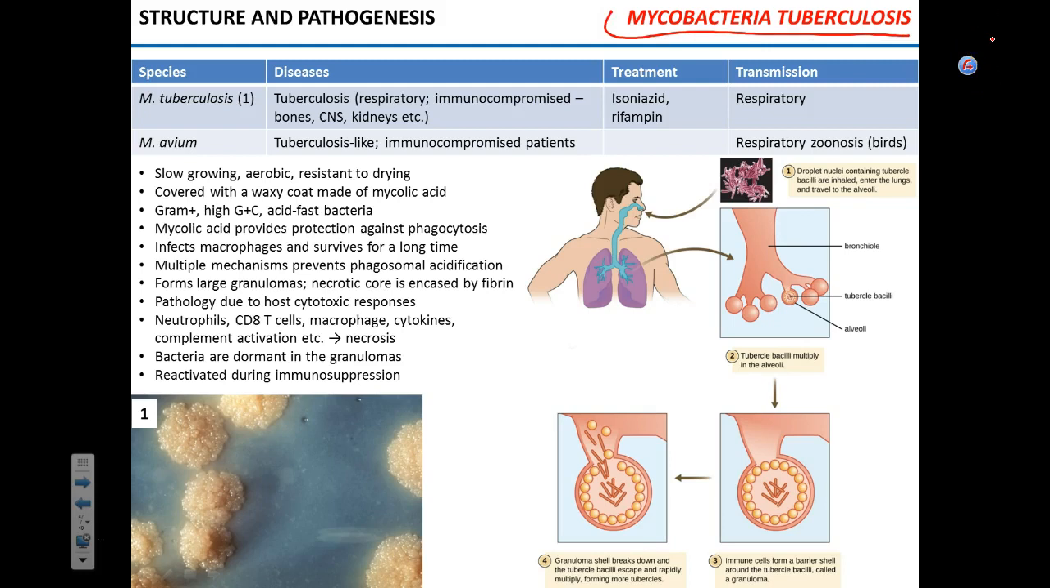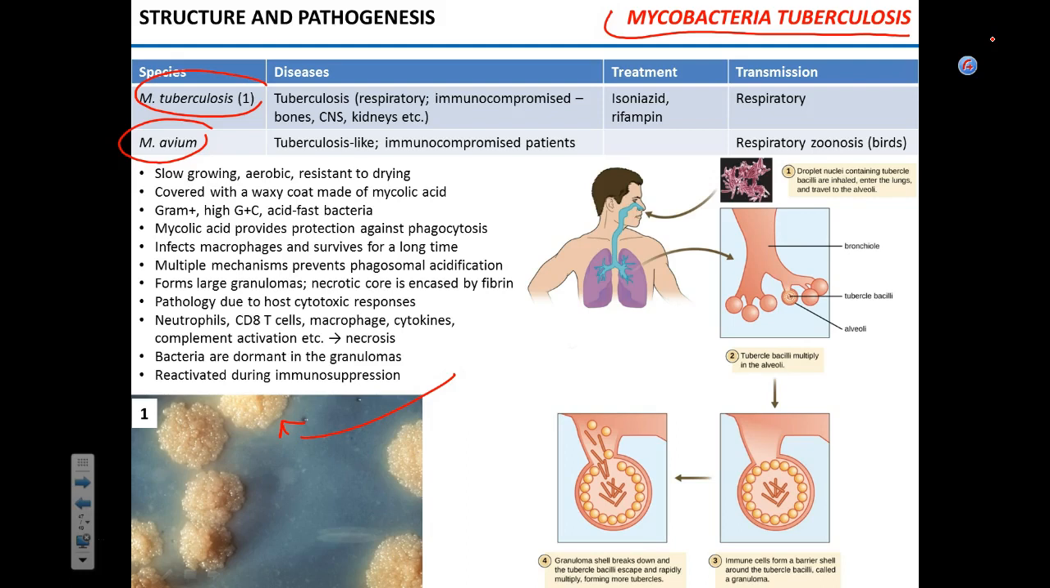So I'm going to mention two species here, Mycobacterium tuberculosis and Mycobacterium avium. You can see here the colonies of Mycobacterium tuberculosis, and they look somewhat like fungal colonies. That's probably where the word mycobacterium is coming from. Myco means fungus.